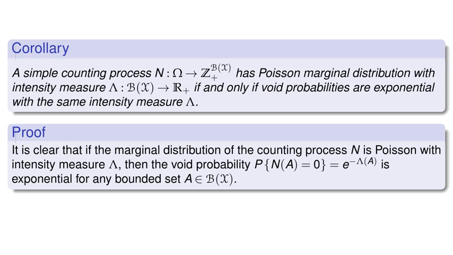Let's look at the proof of this corollary. It's quite clear that if the marginal distribution of the counting process n is Poisson with intensity measure lambda, then the void probability, which is the probability that n of A equals 0, is simply e to the power minus lambda of A. This is directly from the Poisson PMF with n equals 0. This shows one direction.